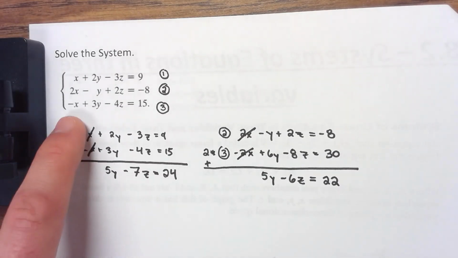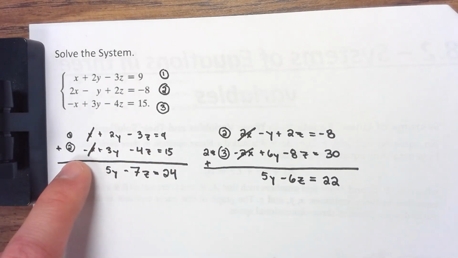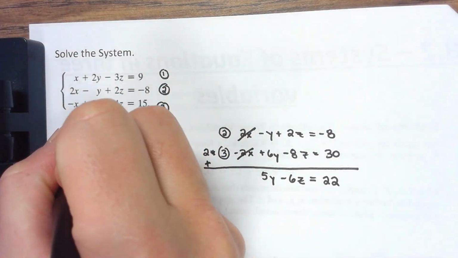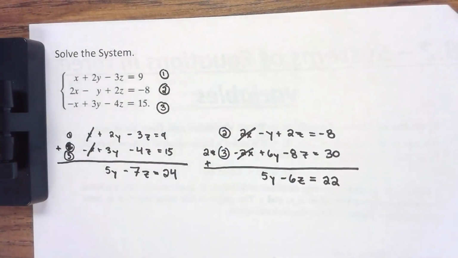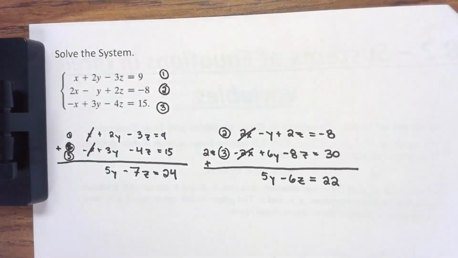So did I copy equation 1 down correctly? x plus 2y minus 3z equals 9. Equation 2, or equation, that was 3. I labeled it as 2. Let's change that to 3. Good call. So negative x plus 3y minus 4z equals 15. Looks good. x's go away. 2y, 3y, 5y. Good. I think everything looks good there.